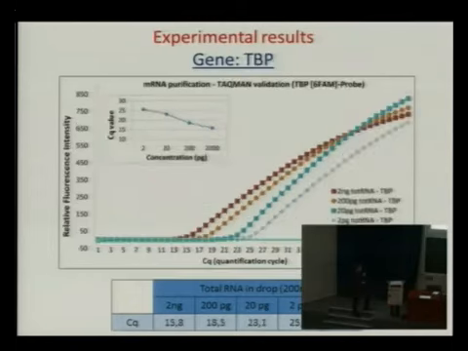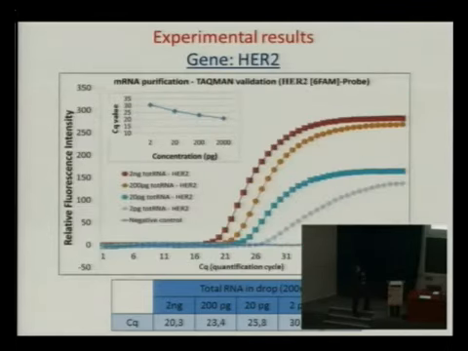So then we tested the TBP, another gene that is used as a housekeeping gene in diagnostic labs. And even here we have a good sensitivity for 20 picograms. In particular, in this case, we didn't observe any signal for 2 femtograms, but we have good curves, and we are working on that. And then finally, we tested a gene that is interesting for breast cancer, the HER2. Again, we worked between 2 nanograms and 0.2 picograms, and even in this case we have good curves until 20 picograms. And so we have good results concerning the quantification.